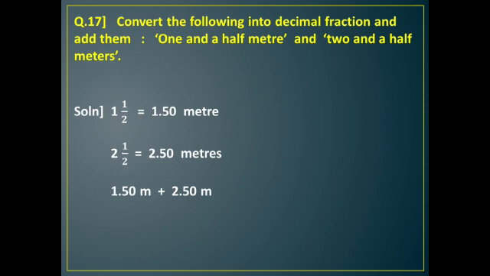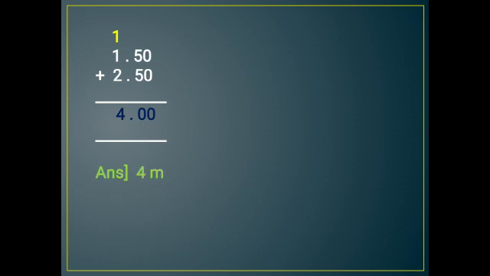So when we add it, 1.50 meter plus 2.50 meter, we can see here 1.50 plus 2.50 which is equals to 0 plus 0 is 0, 5 plus 5 is 10, 0 down, 1 carry forward, then decimal point, then 1 plus 1 plus 2 is 4. So the answer is 4 meter.